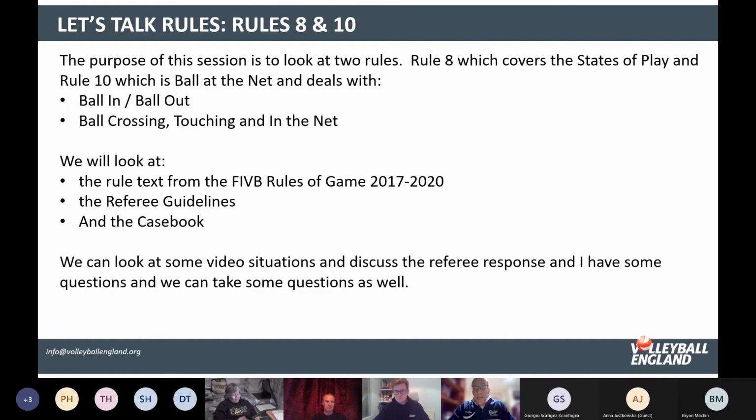So we'll get, as per normal format, we'll look at the rules of game, referee guidelines as they are for this area, some of the casebook examples, but I've managed to think of a few of my own so I shall be asking questions later, so be prepared. And we can look at some video situations and discuss the referee response.